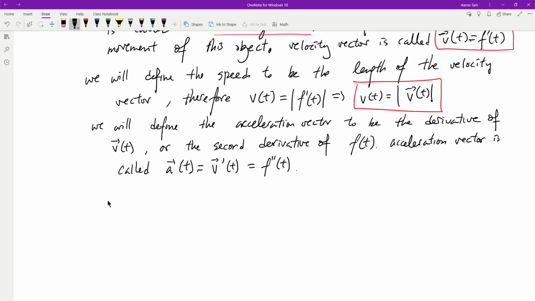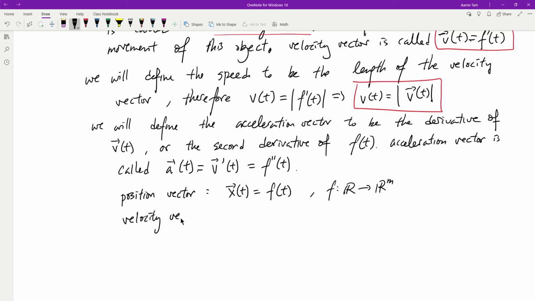Now we are learning a little bit better because we now talk about things that are not just along a line, but are rather in R2 space or higher. Then now we can use vectors to talk about them. So the first thing we have will be the position vector. So we're describing a movement by using these three things. The position vector will be vector x of t, which is usually referred to as just f of t. That's the position vector. And in this case, f maps from R to Rm. So our position vector actually defines a position in Rm.